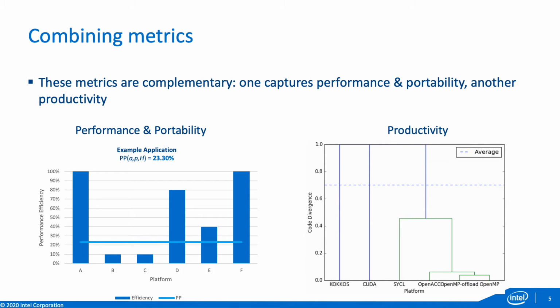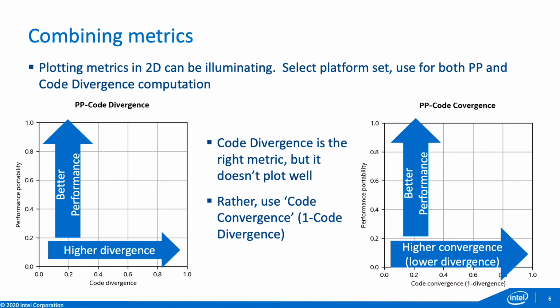So, like I said, we have two metrics that complement each other, and they are scalar metrics. We can combine them together to produce something new and holistic that captures all the aspects of performance, portability, and productivity. We can combine the metrics like so in 2D. We select a common platform set, compute performance portability and code divergence for each, and then we plot them. What we've done here is actually swap out divergence itself for 1 minus divergence to create something called code convergence. And the reason for this is that it allows us to have positive trends moving toward the top right of the graph here, rather than have it be reversed in just the x-axis.